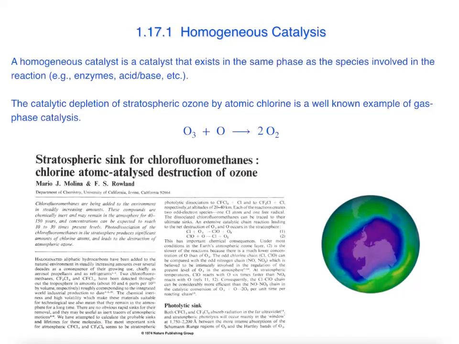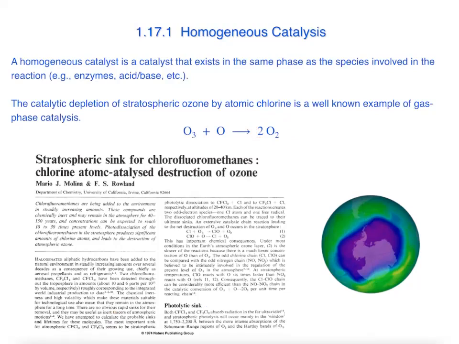In this video, we're going to cover section 1.17.1, homogeneous catalysis. A homogeneous catalyst is a catalyst that exists in the same phase as the species involved in the reaction. So if a solution phase reaction involves an enzyme that's soluble in solution, then we refer to that as a homogeneous catalyst. So enzymes, acid-base catalyzed reactions, these are typically examples of this type.